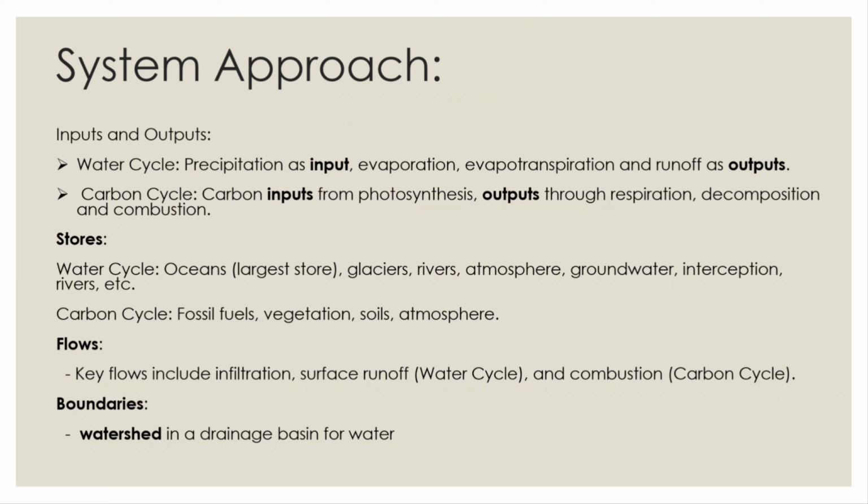For the system approach, this is the core frame that you have to use for your revision. First of all, you have to be able to analyze inputs and outputs, flows and stores within the water and carbon cycles. So, for example, for the water cycle, we have inputs such as precipitation, and outputs such as evaporation. And for the carbon cycle, we have input from photosynthesis and output through respiration, decomposition, and combustion.